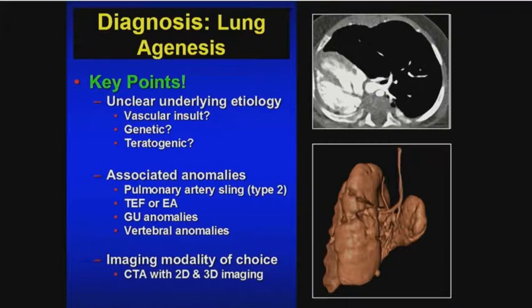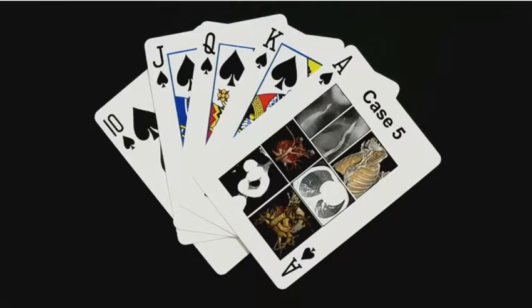And I think the imaging modality of choice, almost like one-stop shopping to look at lung parenchyma, airway structure, and also vascular structure, is CTA with 2D and 3D volume rendered images. Now we're going to move on to our last case, which was case number 5.